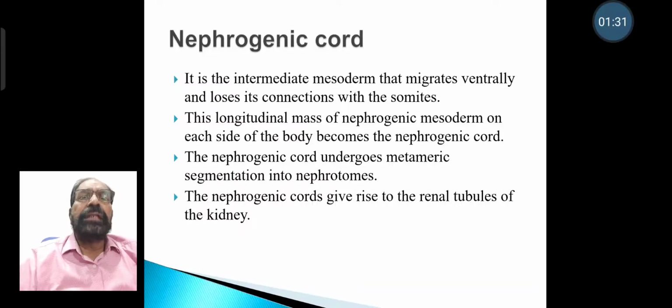Nephrogenic cord. It is the intermediate mesoderm that migrates ventrally and loses its connection with the somites. This longitudinal mass of nephrogenic mesoderm on each side of the body becomes the nephrogenic cord. The nephrogenic cord undergoes metameric segmentation into nephrotomes. Nephrogenic cords give rise to renal tubules of the kidney.